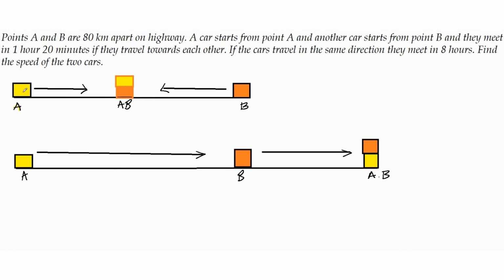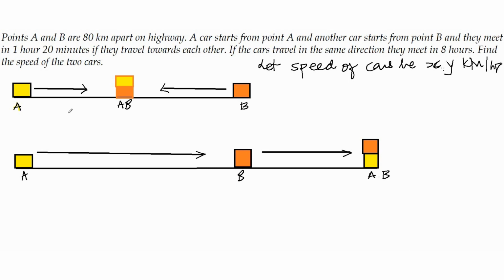So in the first case, the cars A and B are moving towards each other, and in 1 hour 20 minutes they meet each other, right? Now we have to find the speed of the two cars. So let the speed of the cars be x and y, right? Kilometers per hour. Okay. So let these be the variables that are assigned to speed.